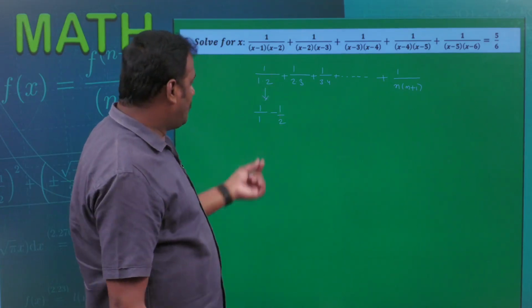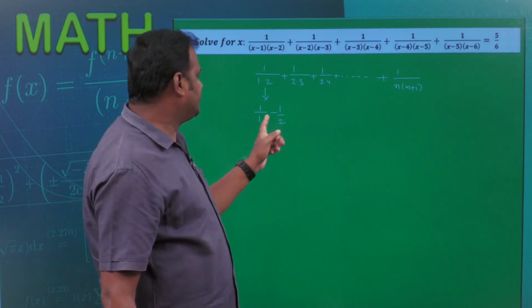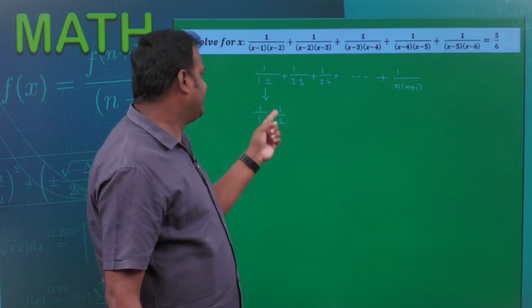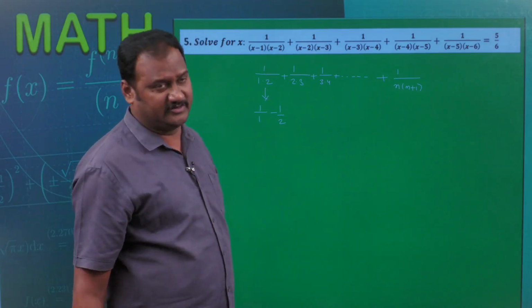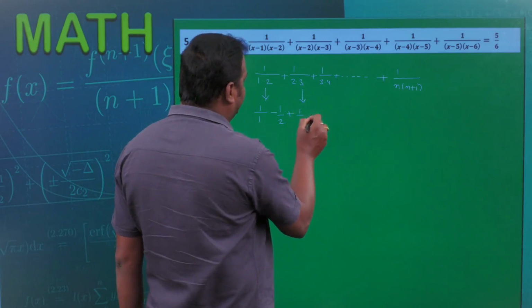Observe here, 1 by 1 minus 1 by 2 is equal to how much? 1 2s are 2 minus 1 1s are 1. 2 minus 1 divided by 1 into 2. 2 minus 1 equals 1. Similarly, I can write this as 1 by 2 minus 1 by 3.